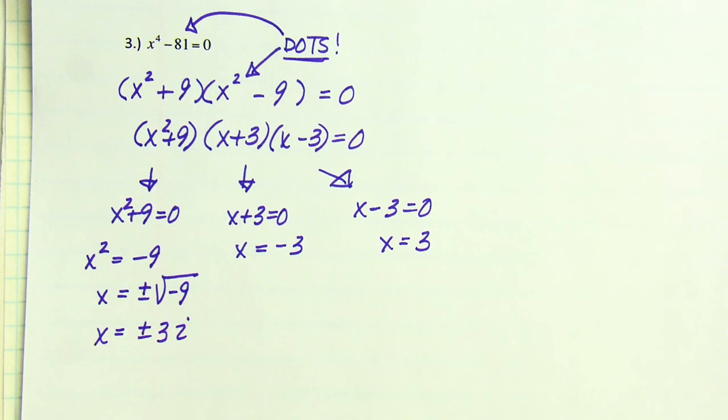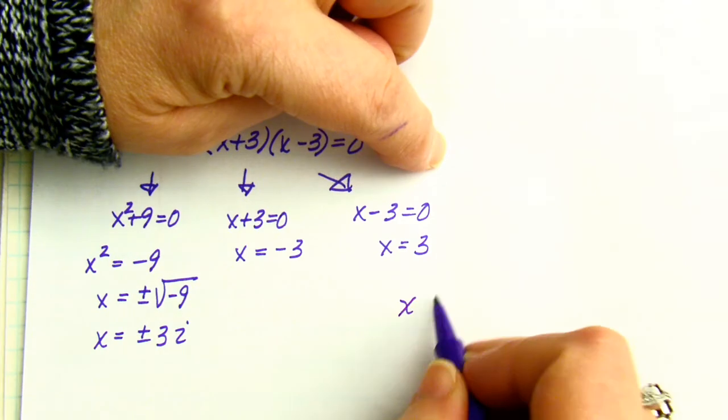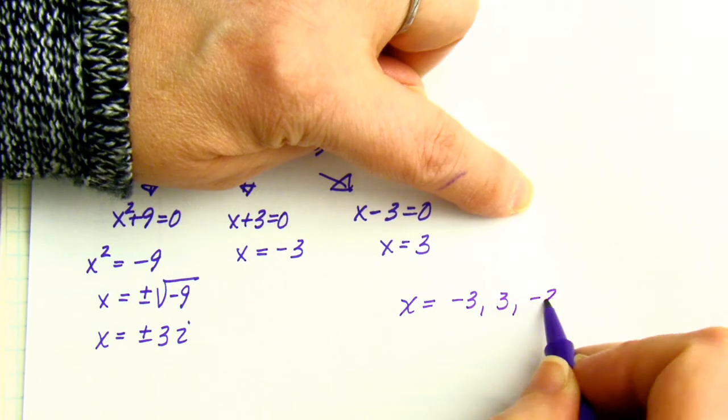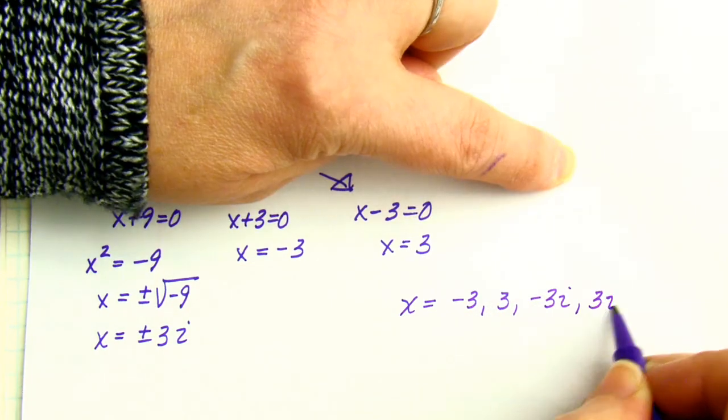Alright, so I'm just going to make my list of what x equals. x equals negative 3, x equals positive 3, x equals negative 3i, and x equals positive 3i.